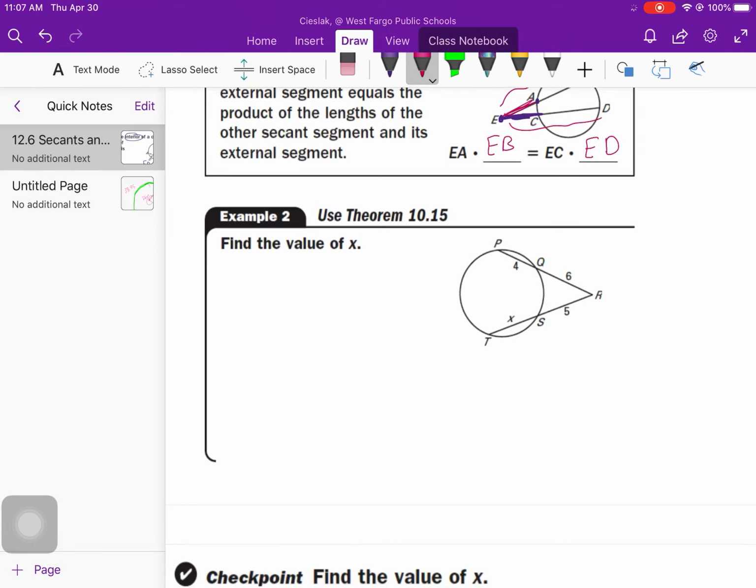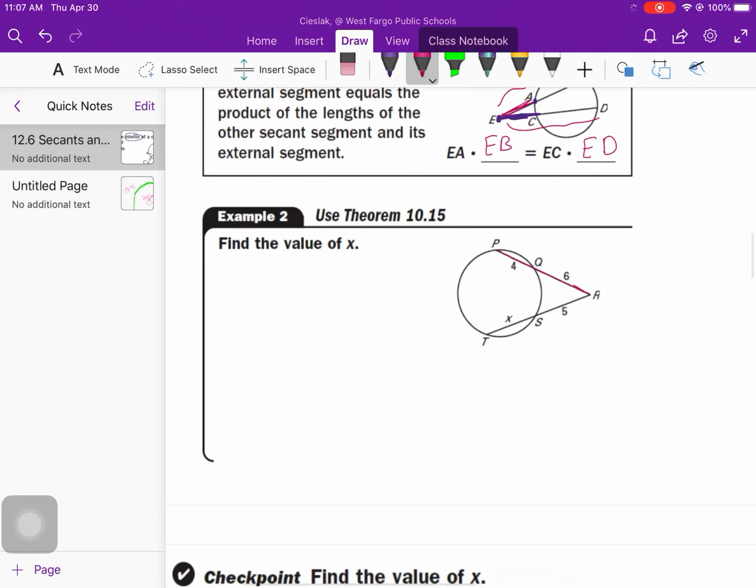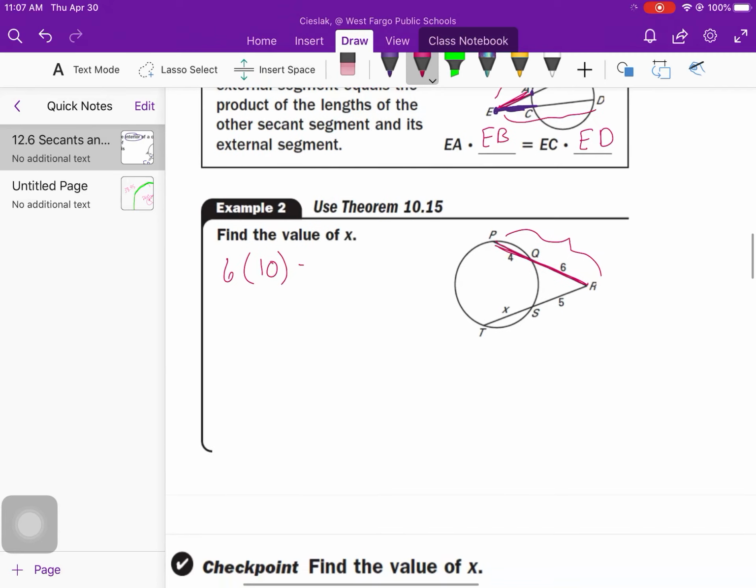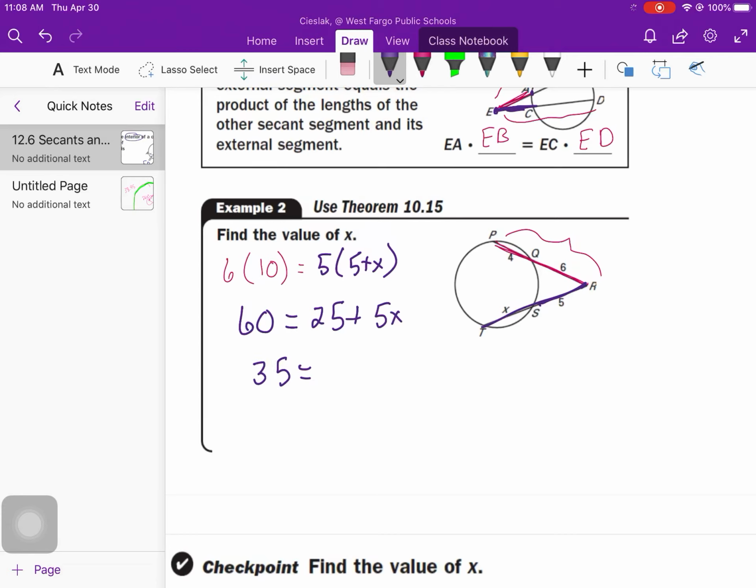Okay, so if I want to find the value of x on this one, we've got the outside piece, so I'll start with this one right here. The outside piece is 6 times my whole piece, which is this entire thing. Notice that that's 4 and 6 broken up, so that whole thing is 10. So I'm going to go 6 times 10 is equal to, now the next outside piece, which is 5, times the whole thing, which would be 5 plus x. So this gives me 60 is equal to 25 plus 5x. I'm going to subtract 25, which gives me 35 is equal to 5x. And we end up with x is equal to 7.